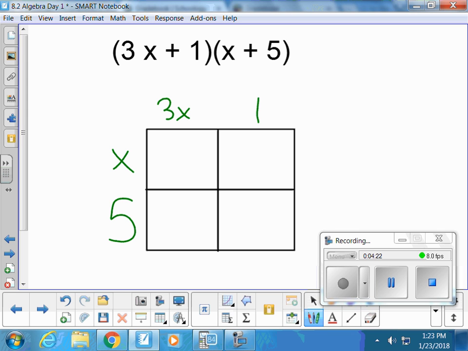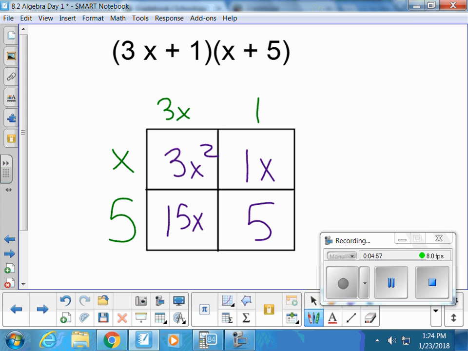Alright, so to fill out your squares, you do what you do in a Punnett square. So basically take what's on the left-hand side, then you take what's on the top, and you multiply them together, and that'll be your entry. So what is x times 3x? Good, and that's going to be what goes in my box. Over in this box, it would be an x times a 1. So what do you think I would get? Or I would just write it 1x, but you can just write an x, that'd be fine. What is 5 times 3x? Perfect. And what is 5 times 1?